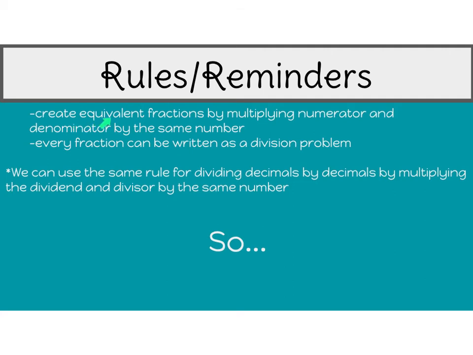So to create equivalent fractions, we multiply the numerator and denominator by the same number. I want to remind you of that, that's how we create an equivalent fraction. We also want to remember that every fraction can be written as a division problem. And we can use the same rule for dividing decimals by multiplying the dividend and the divisor by the same number.